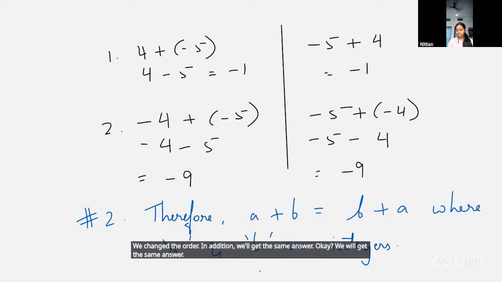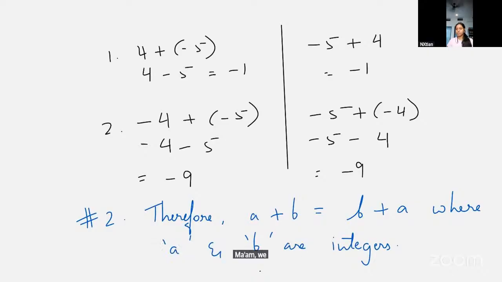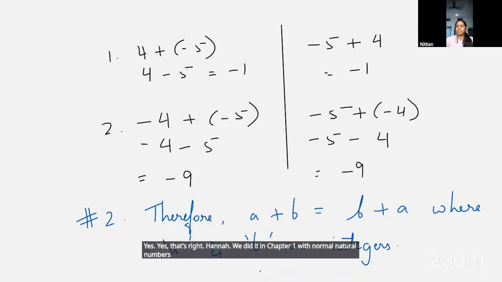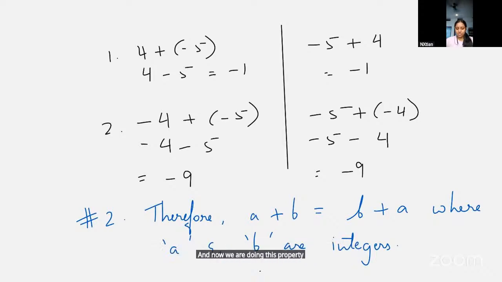Ma'am, we did this property in chapter 1 also. Yes, that's right, Hannah. We did it in chapter 1 with normal natural numbers. This property we did with natural numbers, whole numbers. And now we are doing this property with integers. Okay.